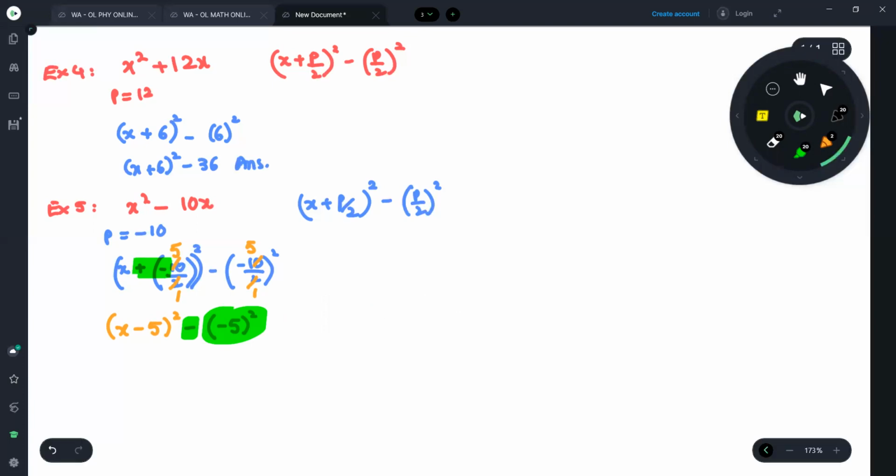Now let's get back to the question. It's x minus 5 stays as it is, whole square stays as it is, minus stays as it is. Minus 5 whole square is 25. You understand? This should be your answer.